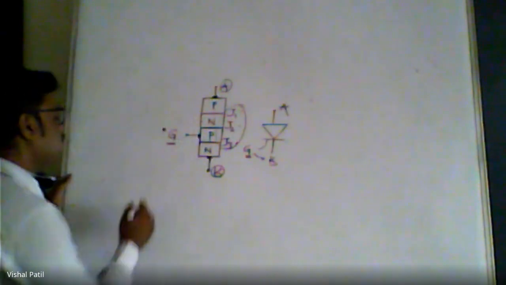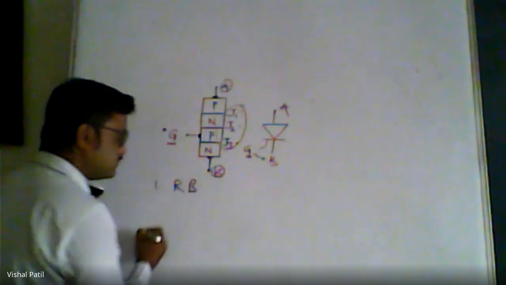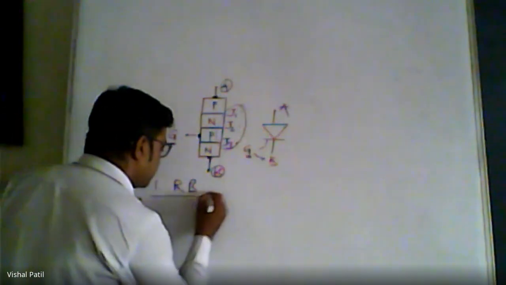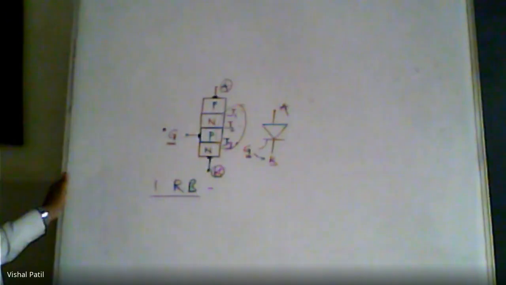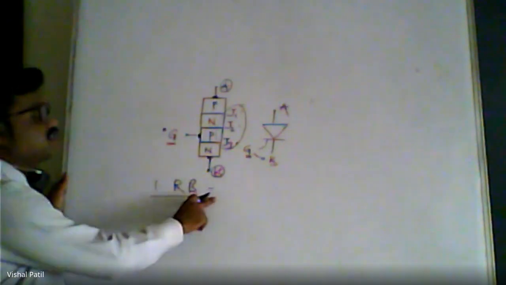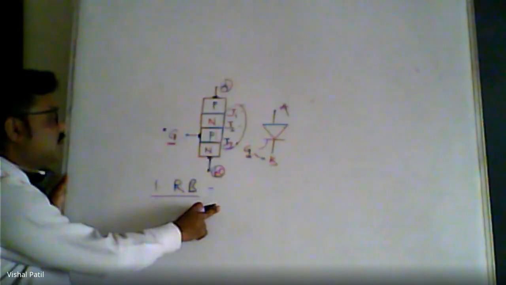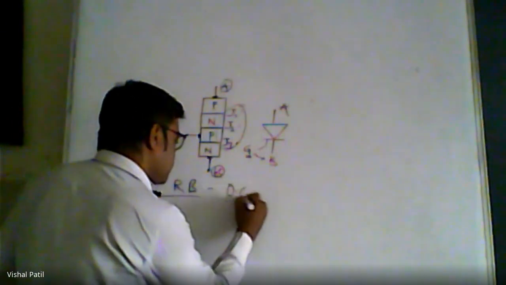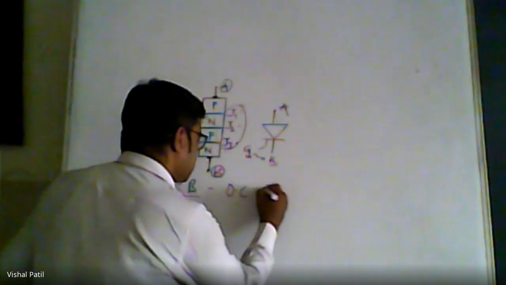The first operating mode we call the reverse blocking mode, where the thyristor is connected in reverse bias. Very small reverse leakage current flows through the thyristor, so we may assume the device to be open circuit, and it is in the off state.